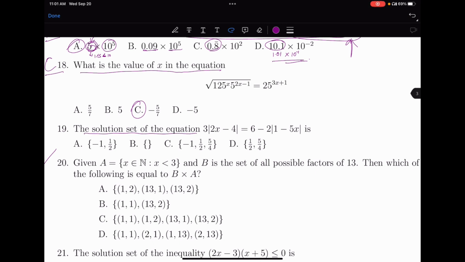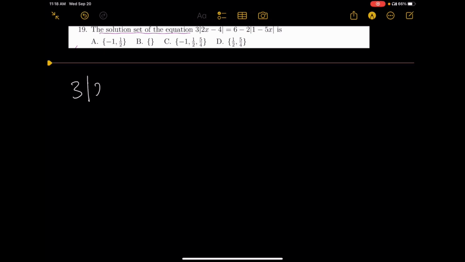The solution set of the equation, what is it? This is question 19. First, let's write the equation: 3 times absolute value of 2x minus 4 is equal to 6 minus 2 times absolute value of 1 minus 5x.